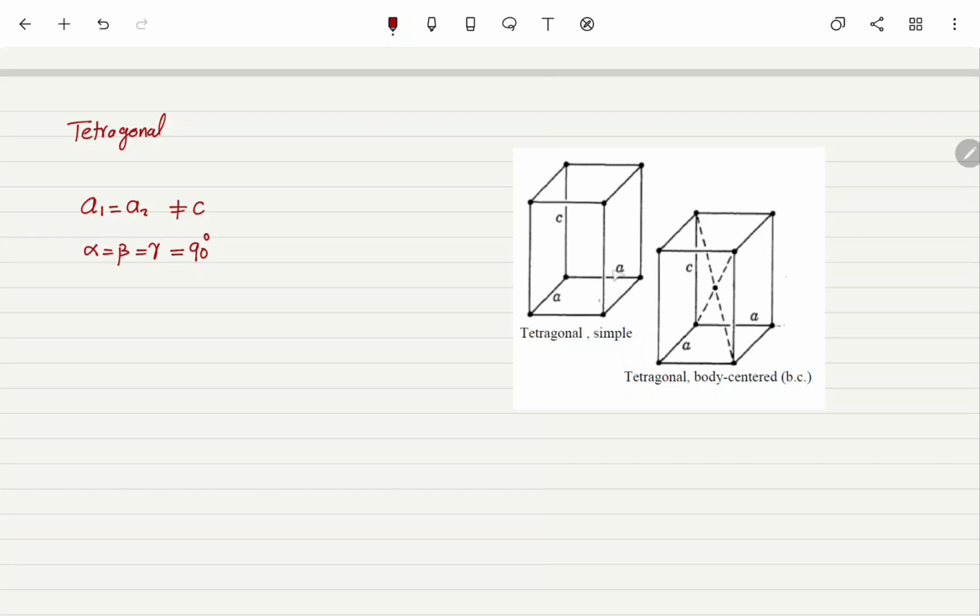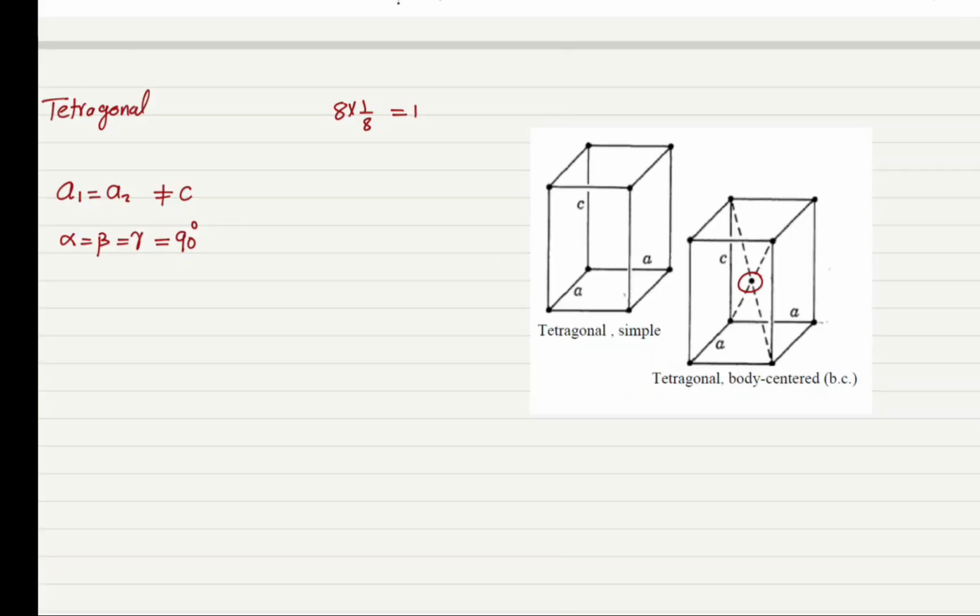Now it's called simple because we have 8 atoms right in the corners, as we can see here, and each atom is sharing 1/8. So 8 times 1/8 equals 1. Now for the body centered, in the middle of the cell we can see a complete atom. This one is called body centered, and the same rule applies as in this one here.